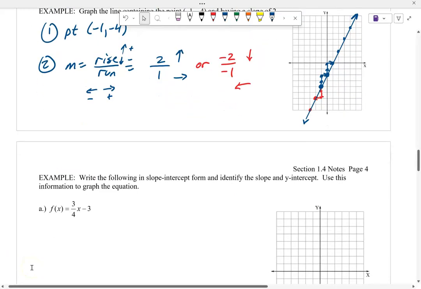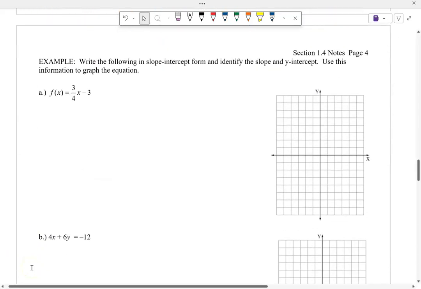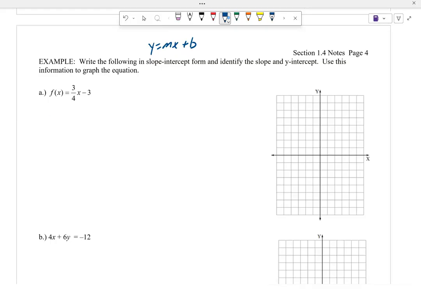This time it says, write the following in slope-intercept form. Well, if you remember slope-intercept form, it helps us identify the slope and the y-intercept, right? It's y equals mx plus b. Well, we know f of x is just a nickname for y. So let's write it. And I'm going to write the slope-intercept form right below it. So notice it's in slope-intercept form.